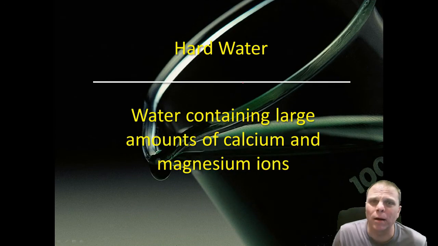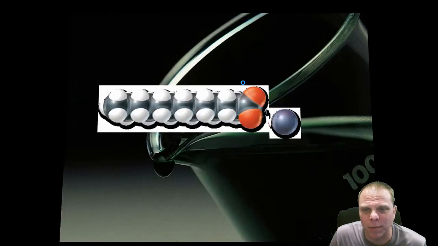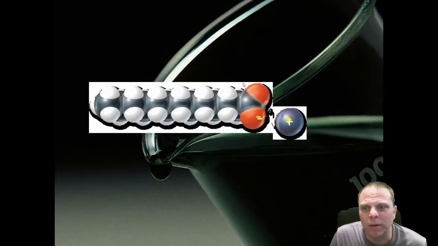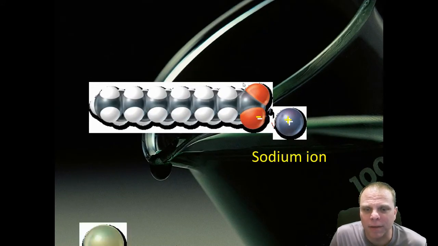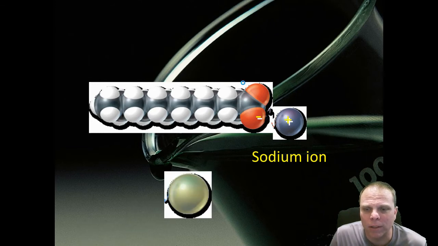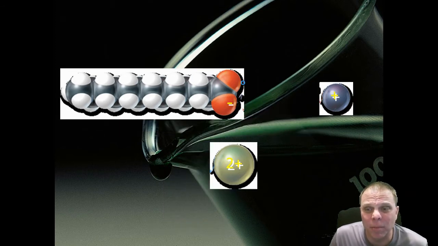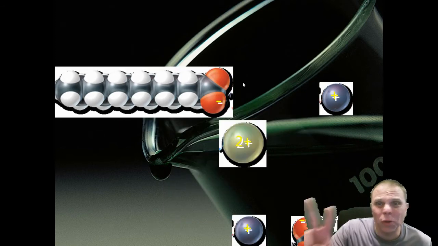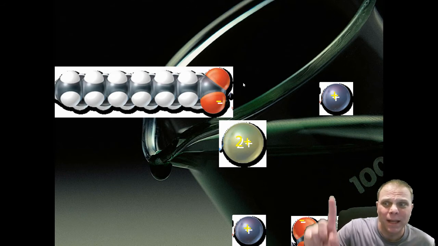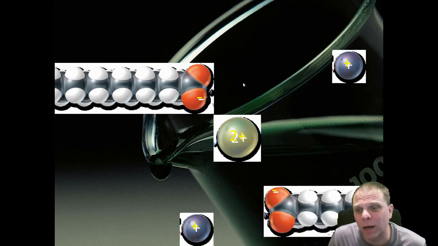So what is hard water? Well, hard water is water that contains a large amount of calcium and magnesium ions. So here's our soap molecule, and it's got the sodium ion, and what's happening here? Calcium is coming in, all right? Well, calcium has basically 2 electrons it can give up instead of 1 electron. Sodium only has 1 electron to give up.